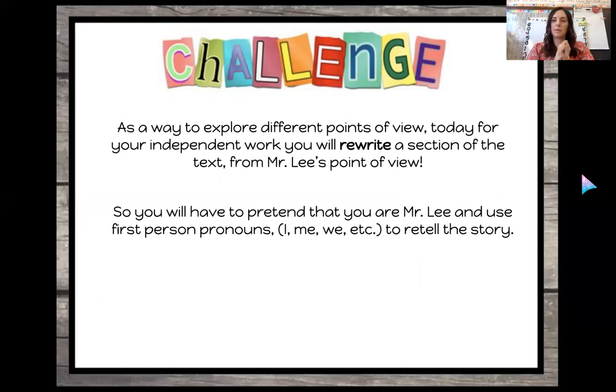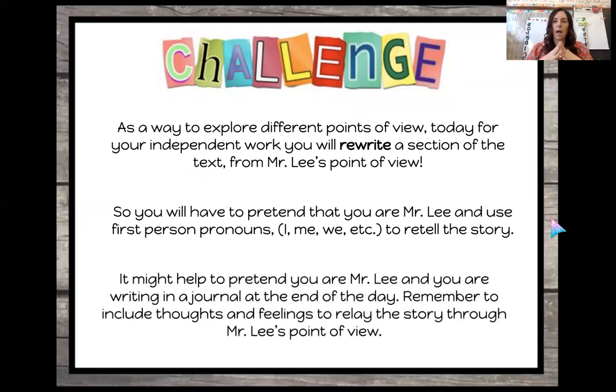So you want to make sure that the same events happen, the same beginning, middle, and end, of the story. And how would Mr. Lee tell this story? So you have to think about his experiences or his feelings as the events are happening. And I always think that when you're doing an activity like this, it might help you to pretend that you're Mr. Lee and that you're writing in a journal so that you can really get into character. So remember that you have to include his thoughts and feelings to replay the story through Mr. Lee's point of view.